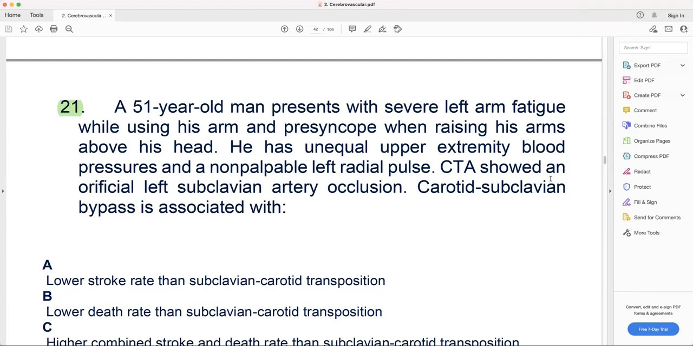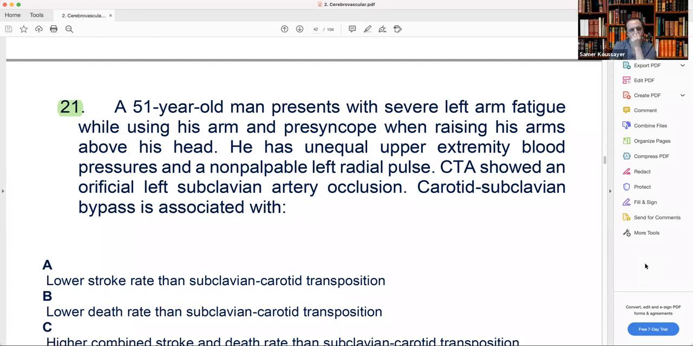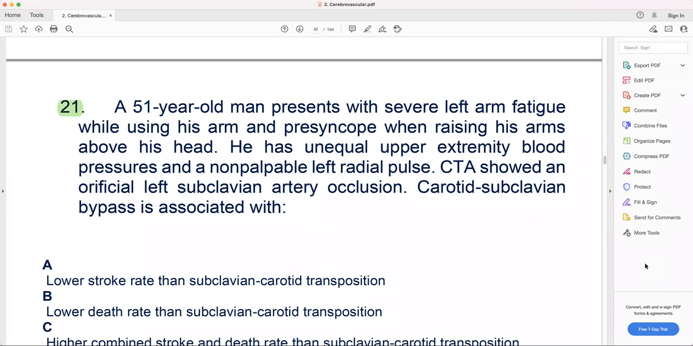Bismillah. A 51-year-old man presents with severe left arm fatigue while using his arm and presyncope when raising his arm above his head. He has unequal upper extremity blood pressure and a non-palpable left radial pulse. CTA showed left subclavian artery occlusion. Carotid subclavian bypass is associated with.